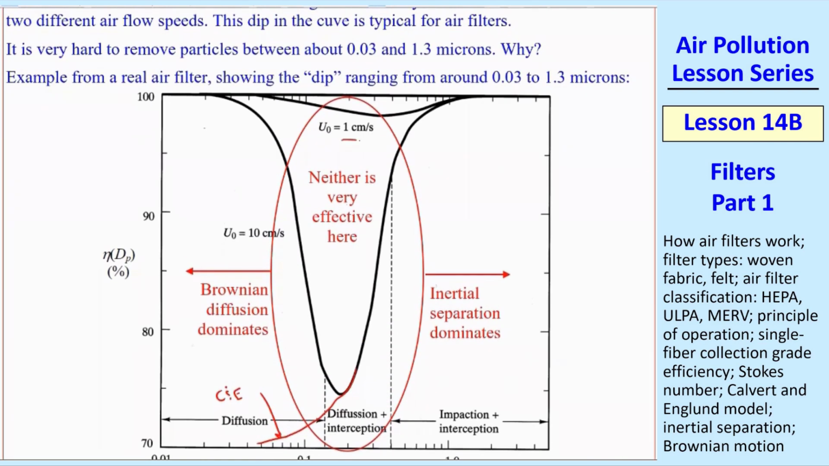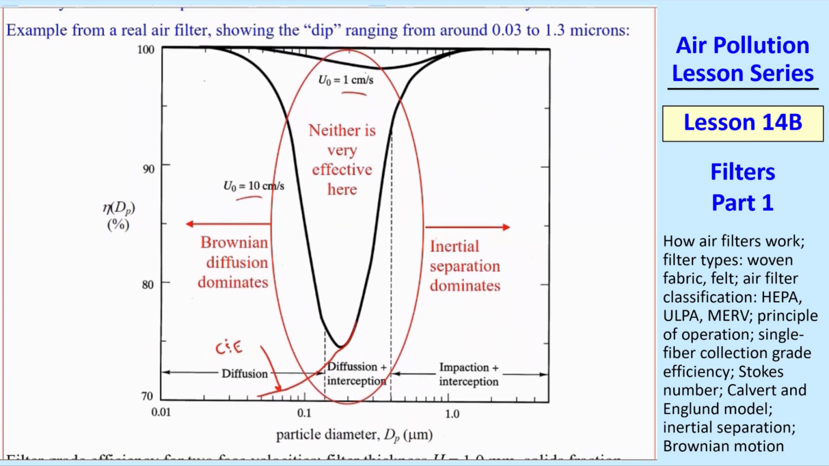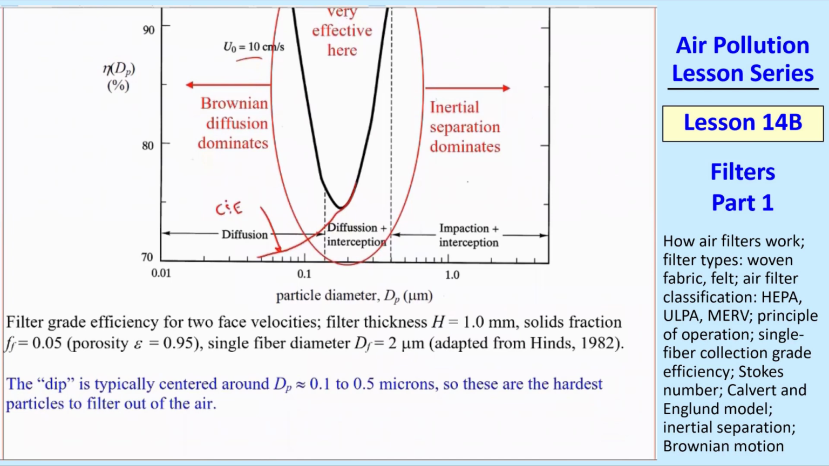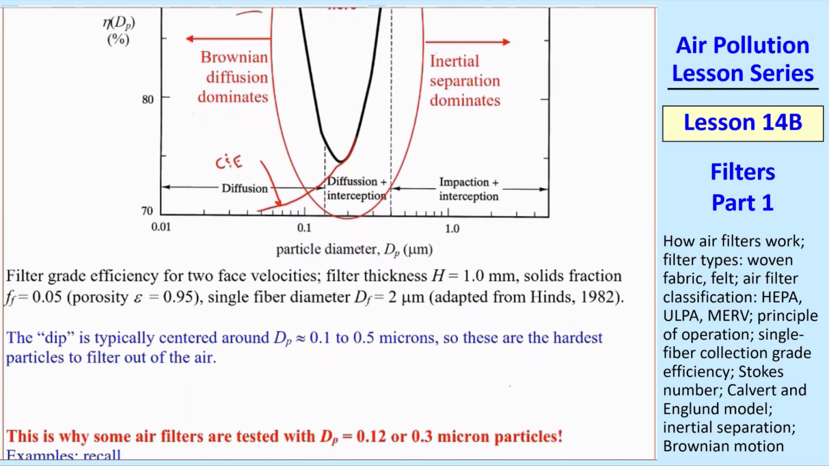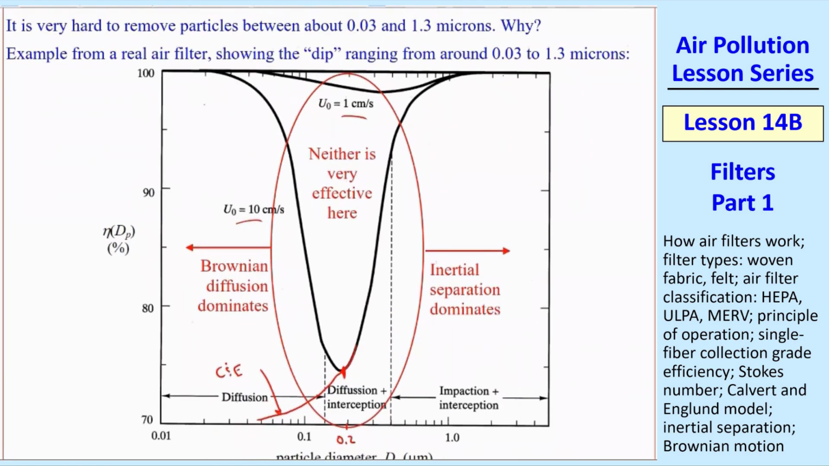This is actually two different velocities here. So the higher velocity has less efficiency than the lower velocity in this case. The 1 centimeter case has very high efficiencies up here, about 97% even in the dip. But the problem is there's a dip, and this dip is kind of unavoidable for filters. And it's typically centered around 0.2 microns, typically between 0.1 and 0.5. This whole dip is in this range of between about 0.03 to 1.3 microns on this plot.